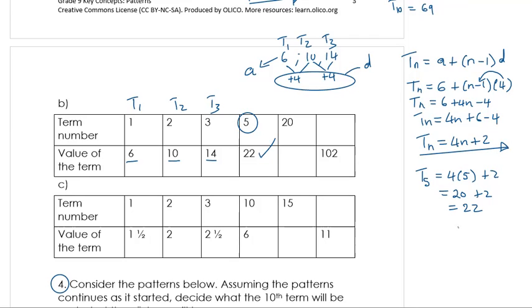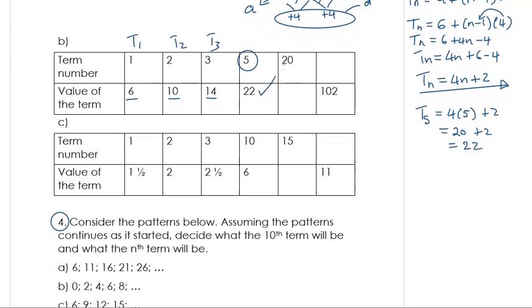Now let's see if we can find the rest. Term number 20: T20 equals 4 times 20, because instead of n, we must put 20, then plus 2. So 4 times 20 is 80, then plus 2, which is equal to 82. So the missing number there is 82.